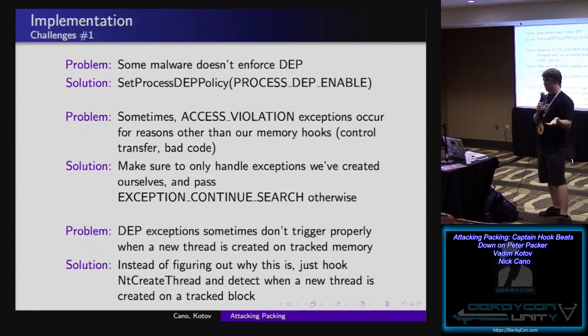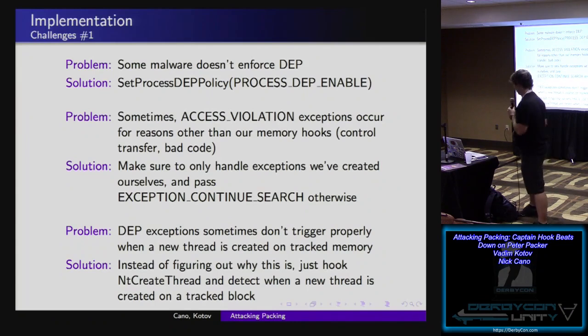Another one is DEP exceptions, that sometimes they just don't trigger properly. We never really figured out why. It's only when NtCreateThread happens. When a new thread starts on non-executable memory, sometimes the DEP exceptions acted weird. Instead of figuring out why, we just hooked NtCreateThread because we can detect execution that way too. So why not?